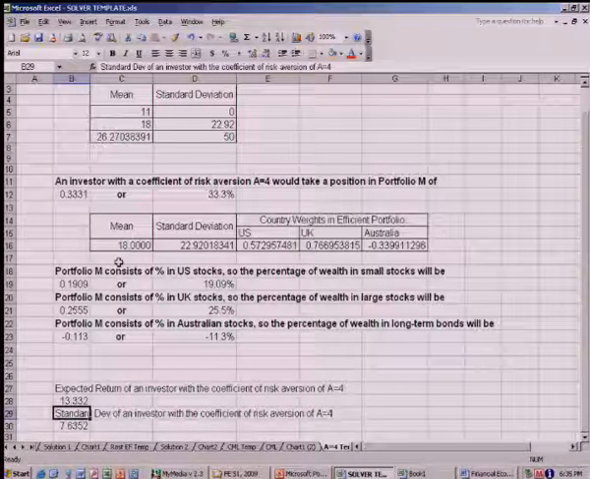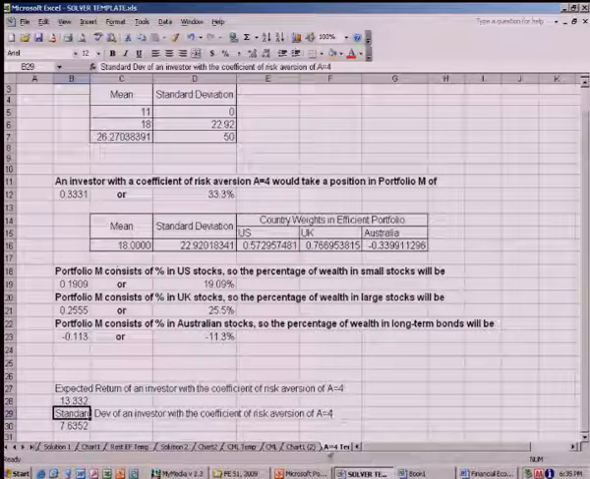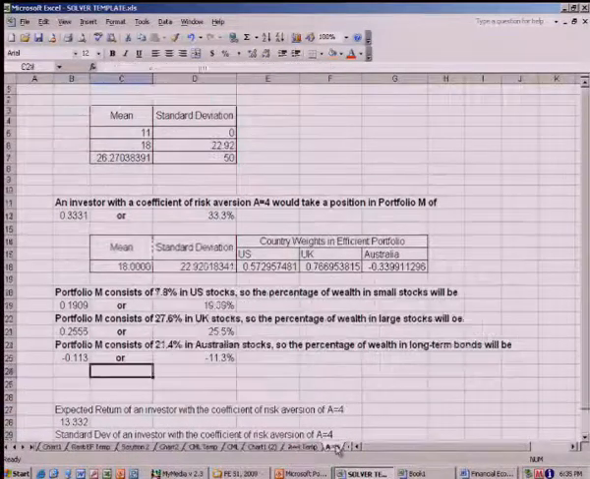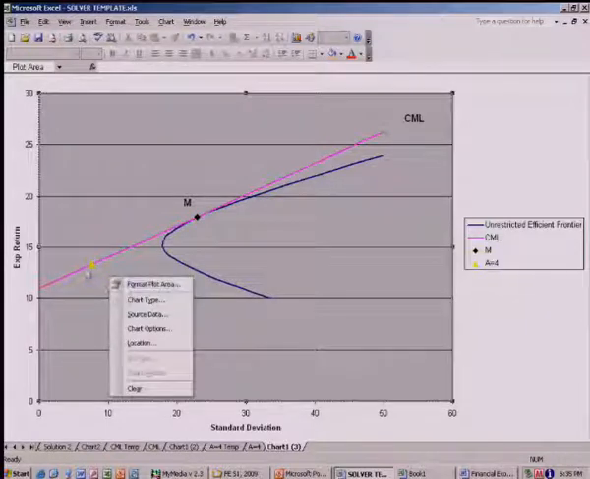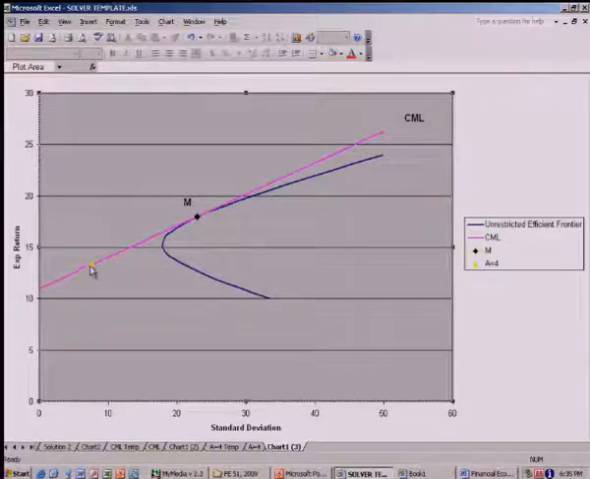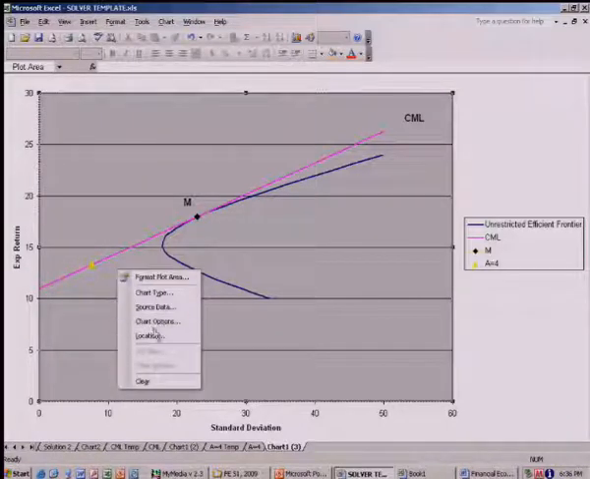And the last thing that you might want to do is actually put that sort of information on your chart as well, like what I have done here. So I have a capital allocation line, you have the efficient frontier, and all you have to do is add this point. This triangle tells me that this investor with the risk aversion of 4 is investing into this portfolio on the capital allocation line, which I can get by right-clicking on my chart.